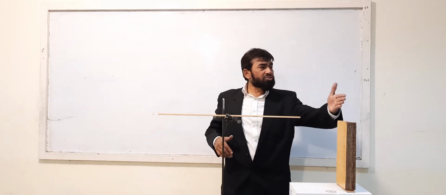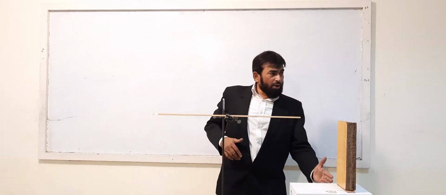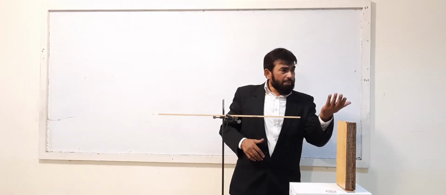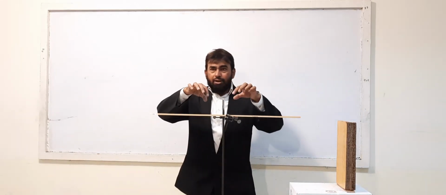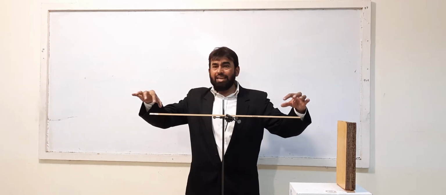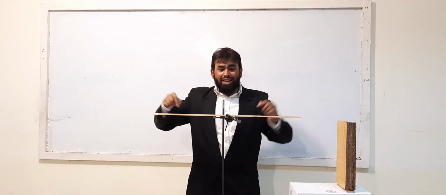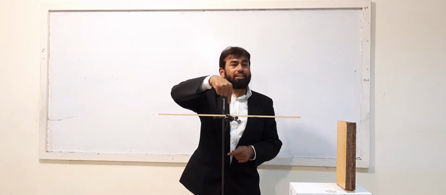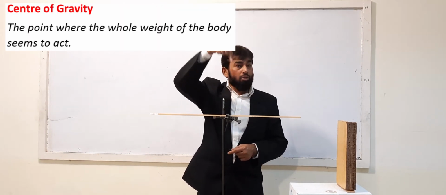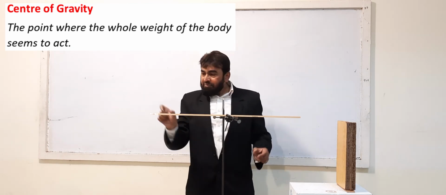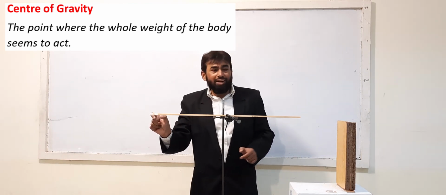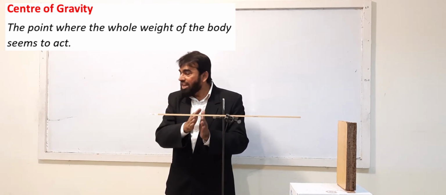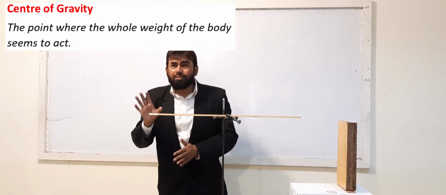You can see that this body is standing. The weight is vertically downward. As a result, the normal reaction is upward, and the body is at rest. Now please observe this ruler very carefully. This ruler is balanced. Here in the middle is the center of gravity. So here the whole weight of this body is concentrated, because you know that this part has its own weight, and this part has its own weight.